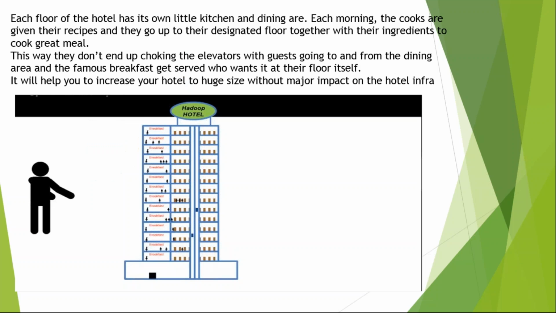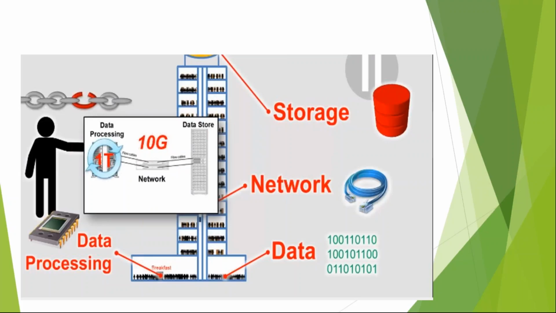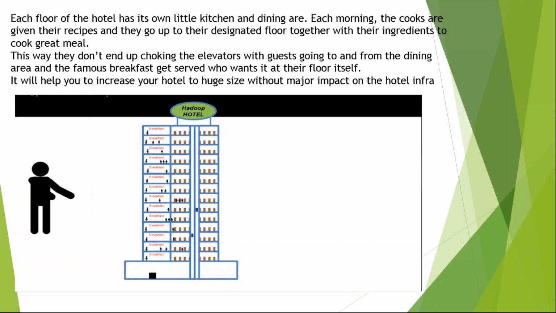Then Hadoop came up with a solution for the same. It says that instead of having a single dining area in a single place, I will keep a small dining area on each floor. Every morning, the cooks will go to the respective floors along with their recipes and ingredients to prepare the breakfast. Then the people staying on each floor need not go anywhere. They can be served the food on the respective floor itself.